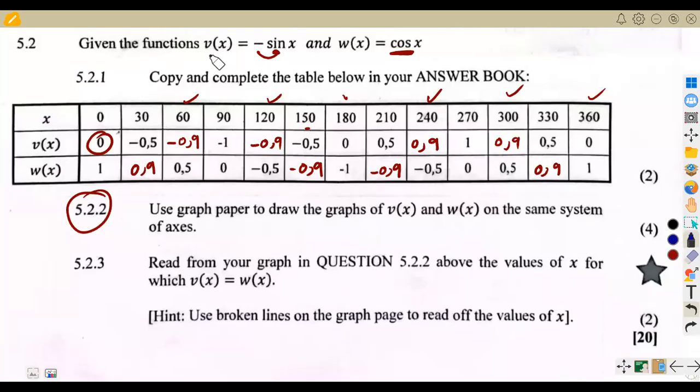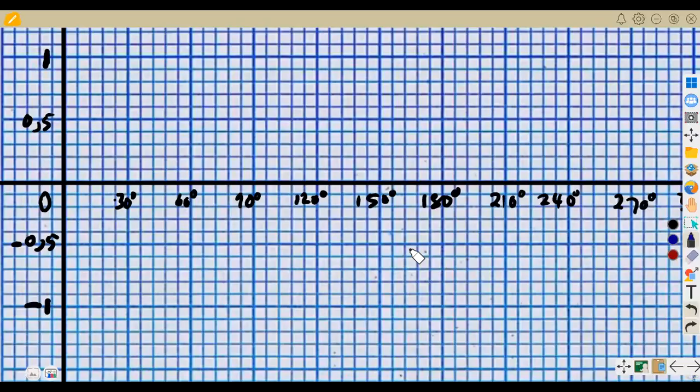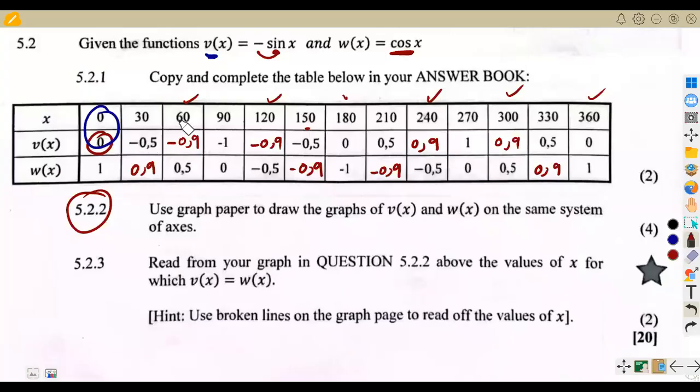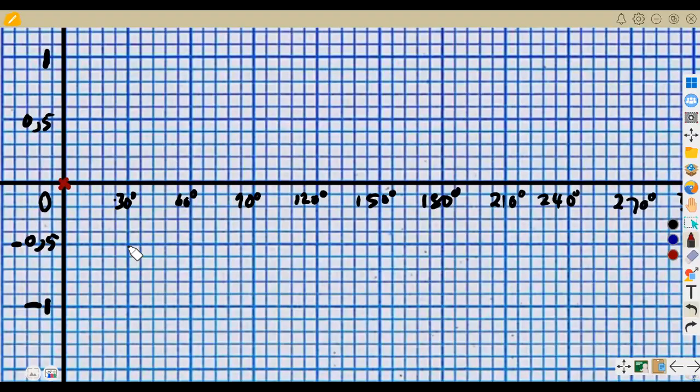Let's start with Vx, which is minus sine x. We've got 0 versus 0. So you're going to mark our point, just like the previous case, 0 versus 0. You mark your point. You move on to the next point. That's 30 versus minus 0.5. So you mark your point, okay? Sorry for that, I'm going in the wrong direction. So it was 60 versus minus 0.9.